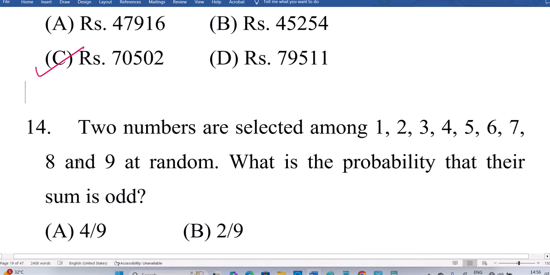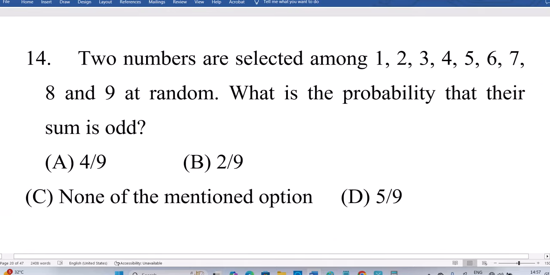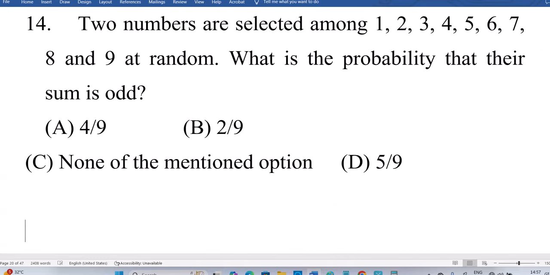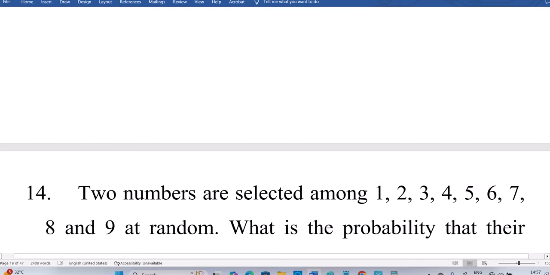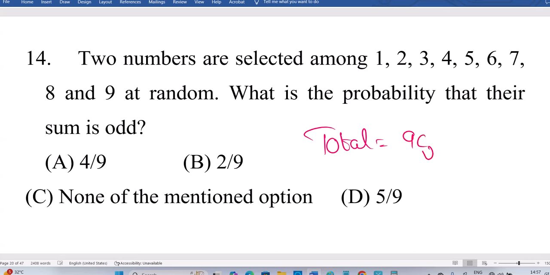What topic? Probability. Very important. So what's the answer? Two numbers are selected. How many are available? 9. How many do you need to select? So total is 9C2, 9 into 8 divided by 2, 36.